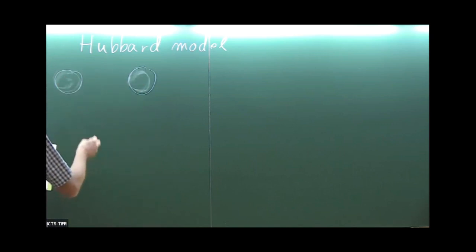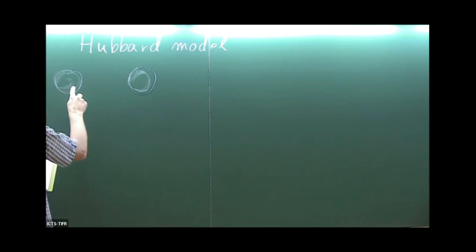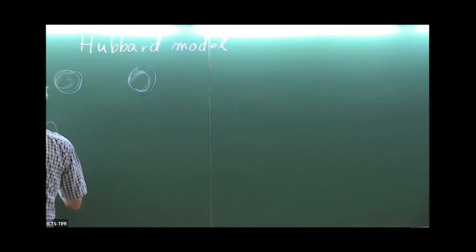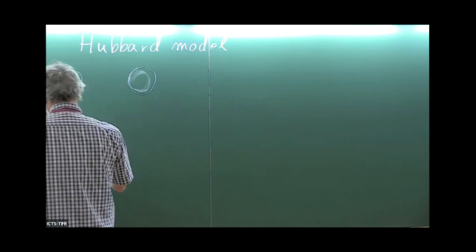And then we can put either nothing or one electron. The electrons have spin 1/2, and they can point, say, up or down. So we can put a single electron, or we can put two electrons. If we put two electrons, then there will be the electrostatic interaction between them, and this will cost energy. So the Hamiltonian for the Hubbard model is the following.